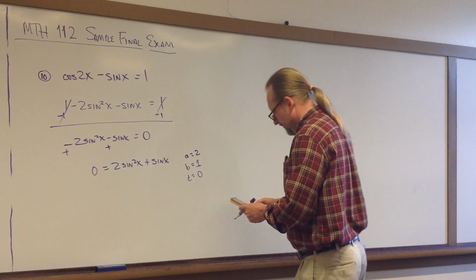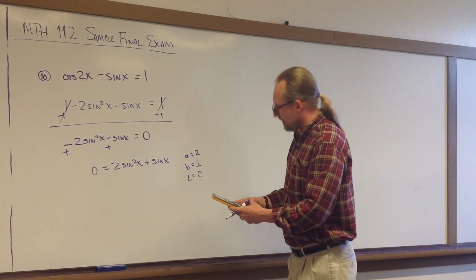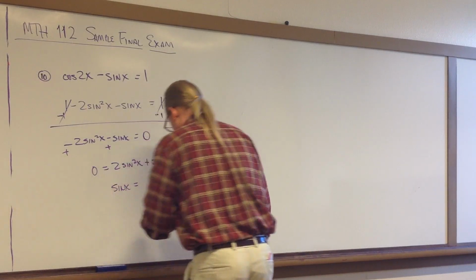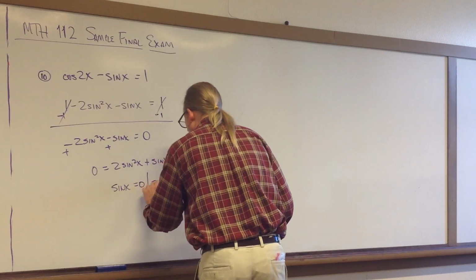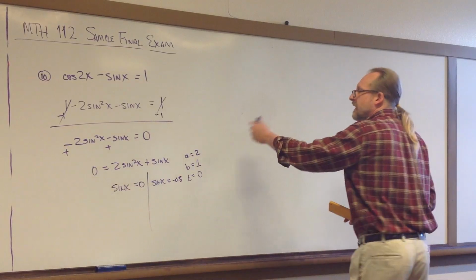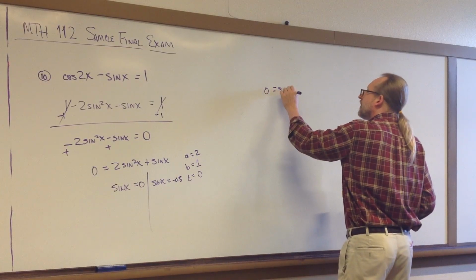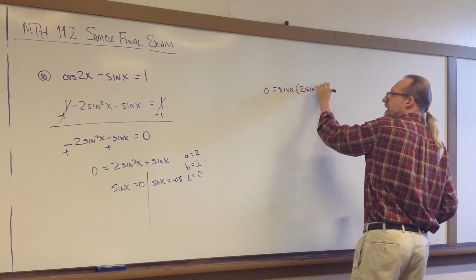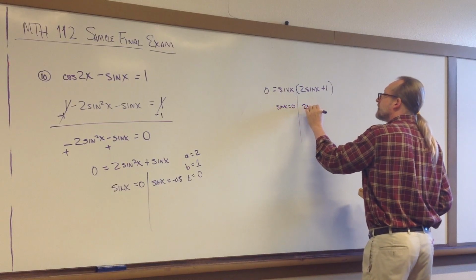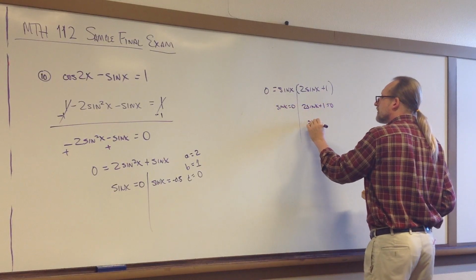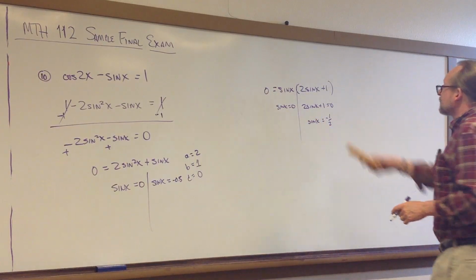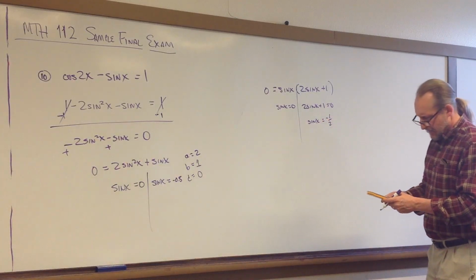If we run this through the quadratic, let's see, 2, 1, 0, we get sine x equals 0, or sine x equals negative 1/2. Okay? If we were to factor it out, pull out a sine x, that'll leave you with 2 sine x plus 1. So there's your sine x equaling 0, and 2 sine x plus 1 equals 0, so sine x is negative 1/2. Okay, same answers. All right, let's do this one first. We're going to do inverse sine of negative 1/2.